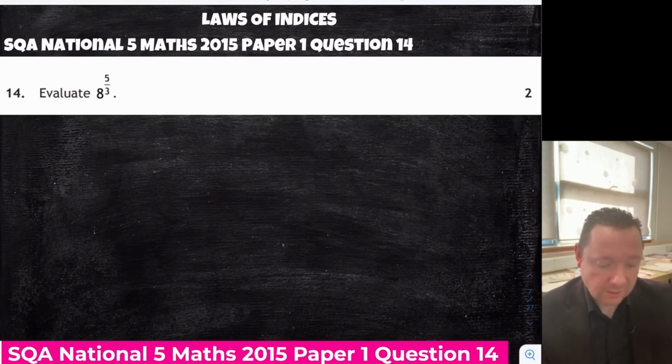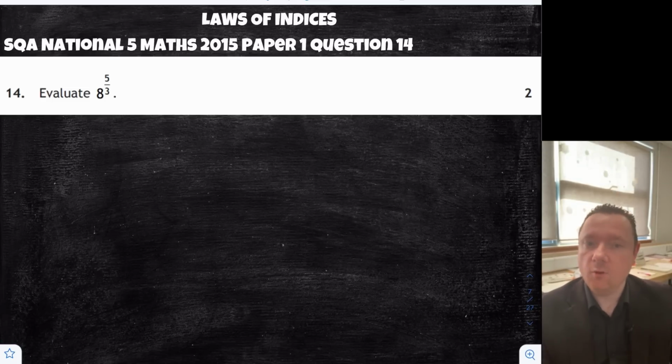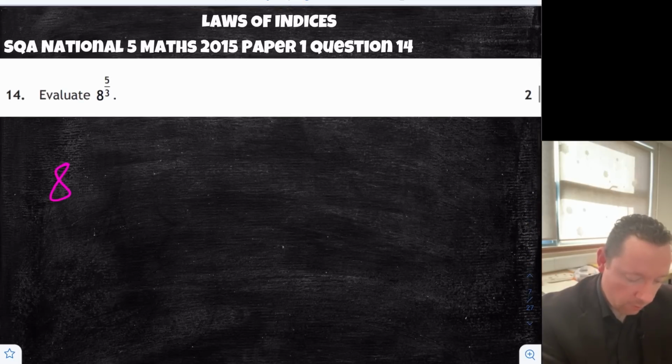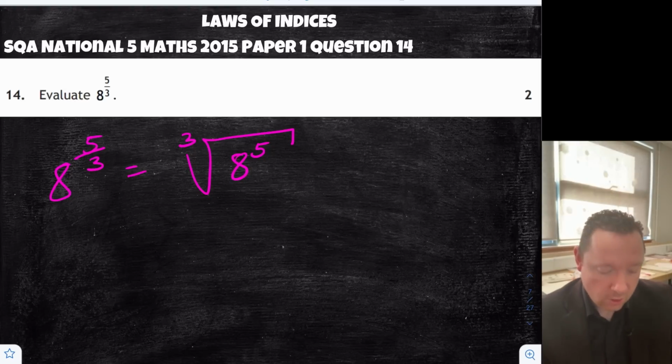Okay, laws of indices. SQA National 5 Maths 2015 Paper 1 Question 14. Evaluate 8 to the power of 5/3. Now it's a non-calculator question, so we're going to have to change it into a format we can work on. So 8 to the power of 5/3, from the laws of indices, that is a root. And what type of root is it? Well, the bottom number tells us cube root. And the 8 and the 5 go along underneath the root. So it's the cube root of 8 to the power of 5.